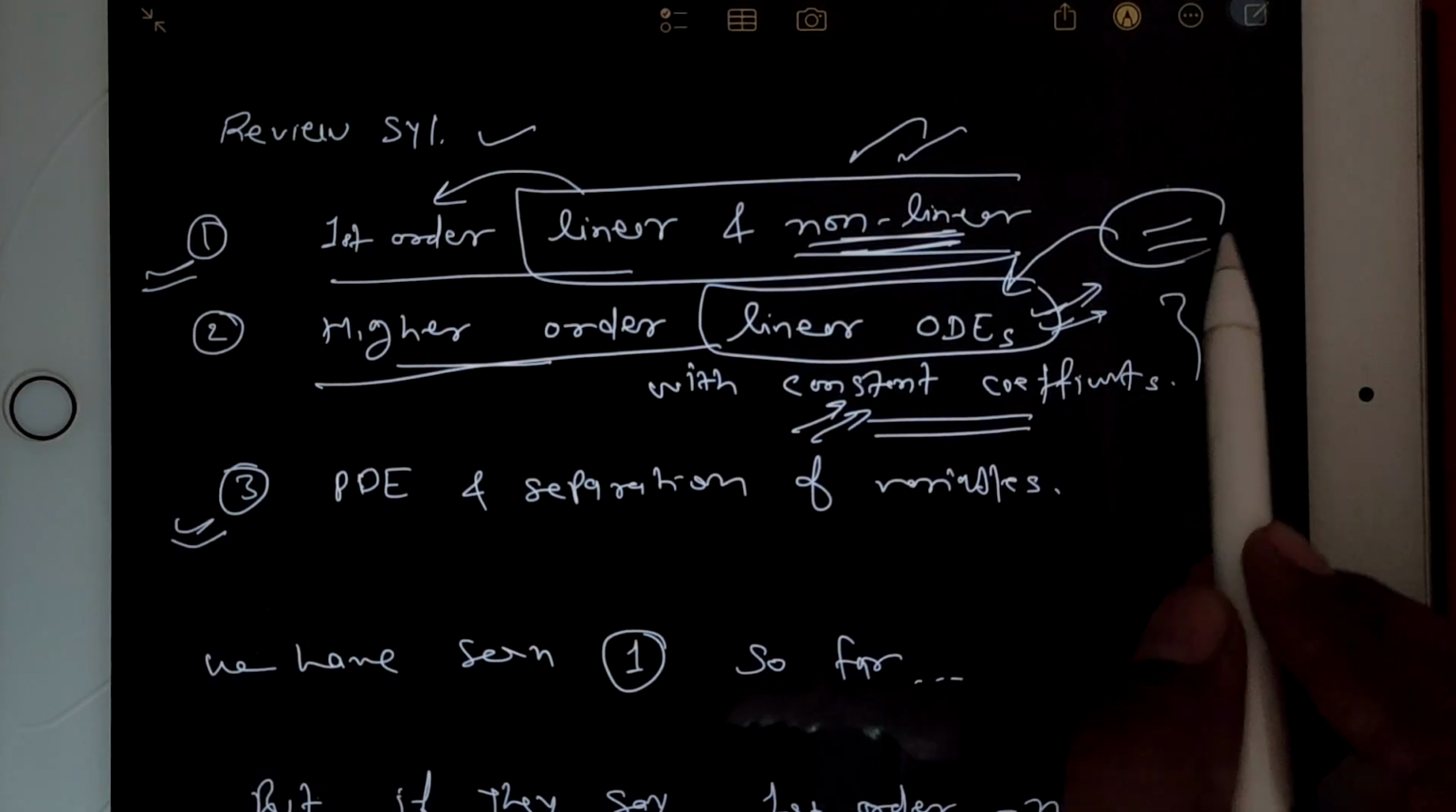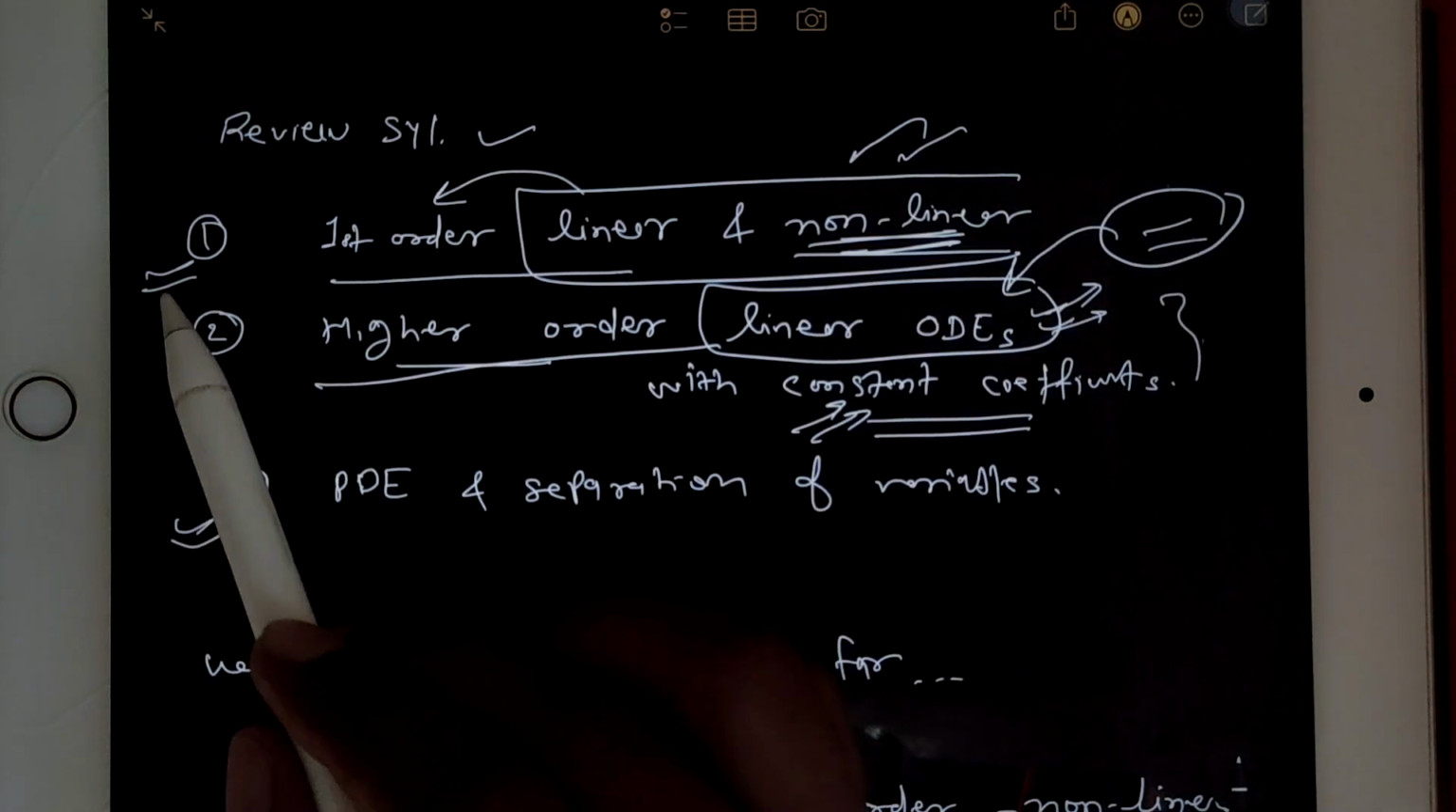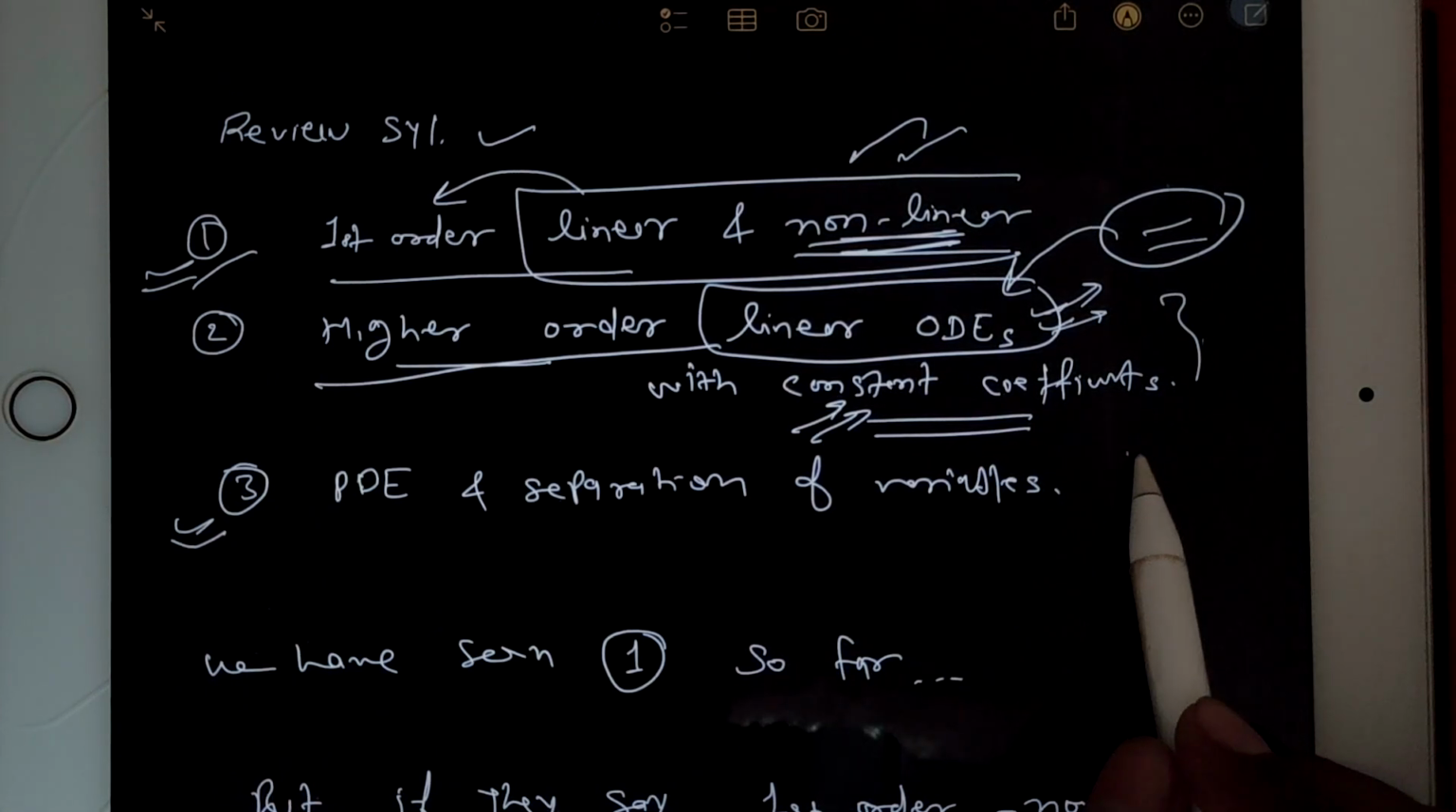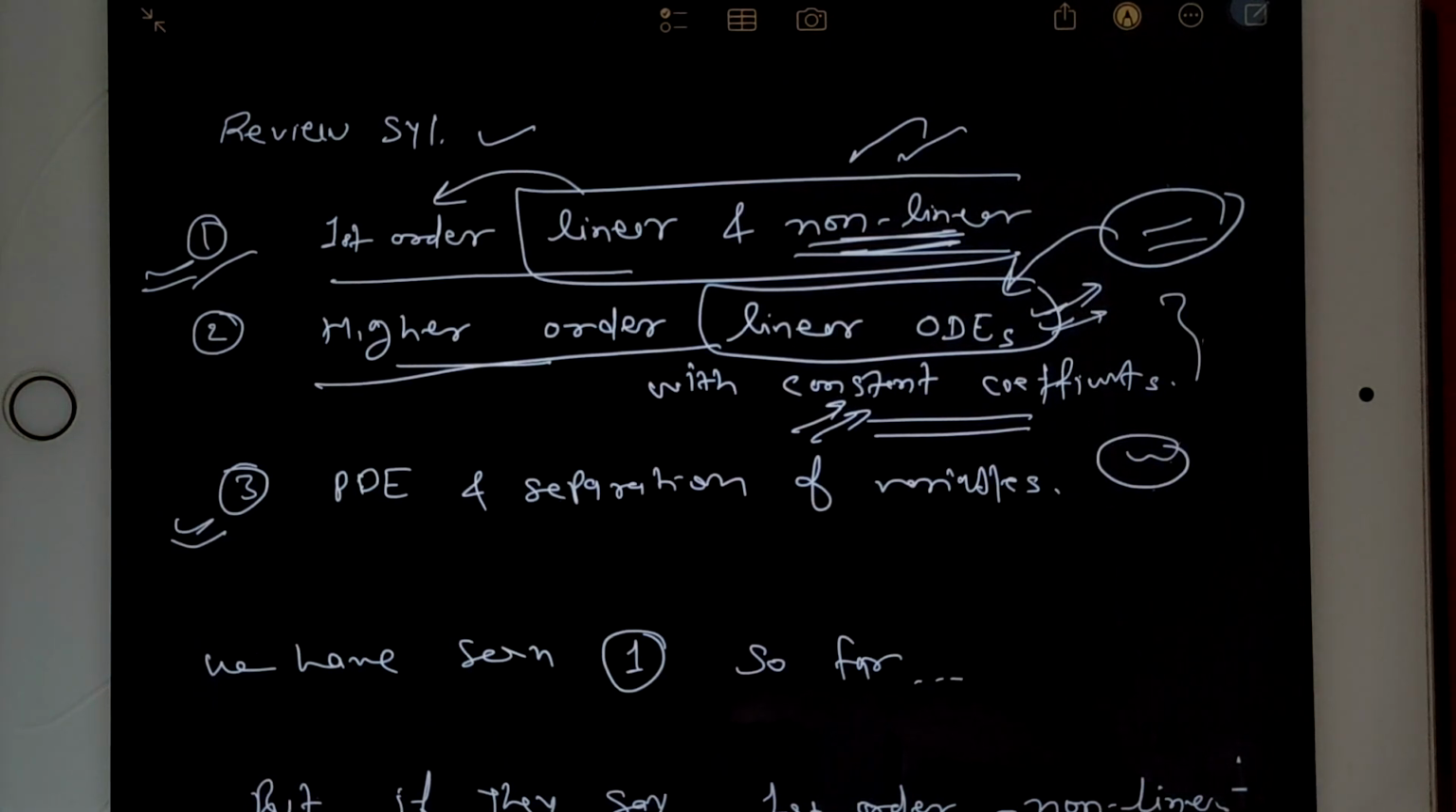People who are following some other channels or other sources, be careful about your syllabus, how much you have to cover for GATE Aerospace. Okay, let's meet in lecture 19.